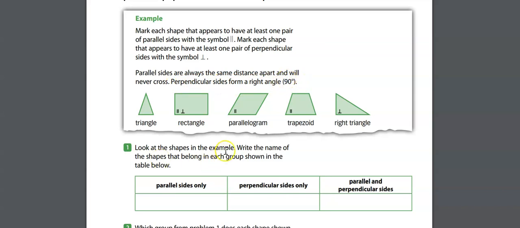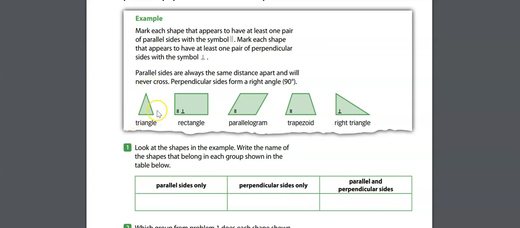It tells us to look at the shapes in the example, and we're going to write the name of the shapes that belong in each group shown in the table below. And in our table below, we need to identify which of our shapes above have parallel sides only, perpendicular sides only, parallel and perpendicular sides.